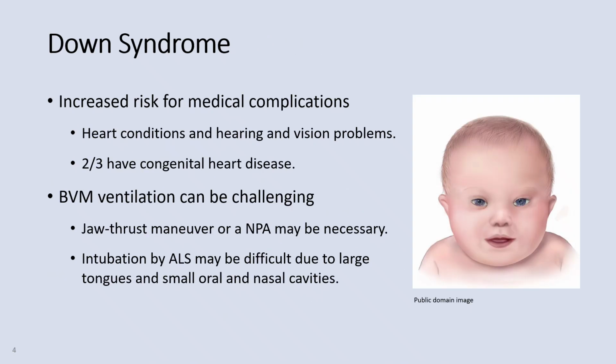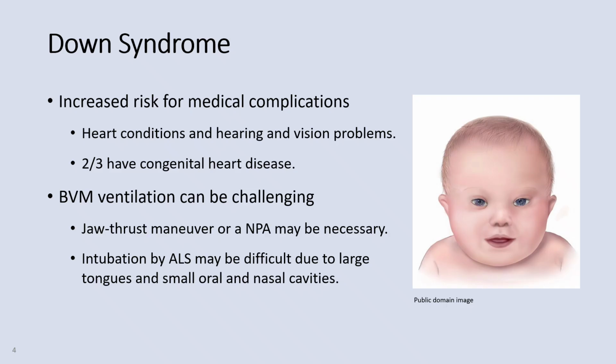Down syndrome, also called trisomy 21, is a condition where a person is born with an extra copy of the 21st chromosome. People with Down syndrome can have physical problems as well as intellectual disabilities. Every person born with Down syndrome is different. As many as 40% of Down syndrome patients may have heart conditions and hearing and vision problems.